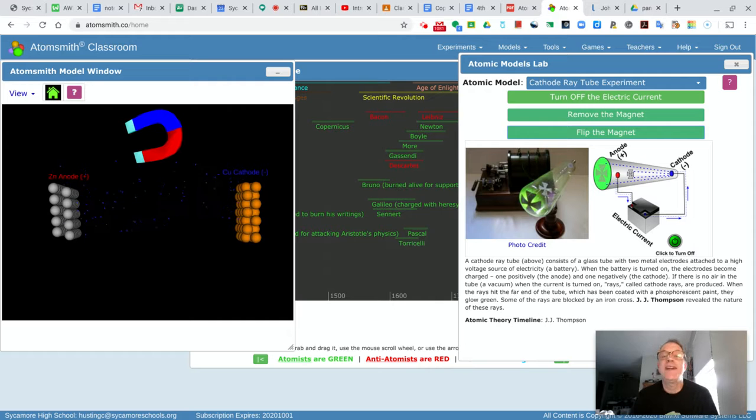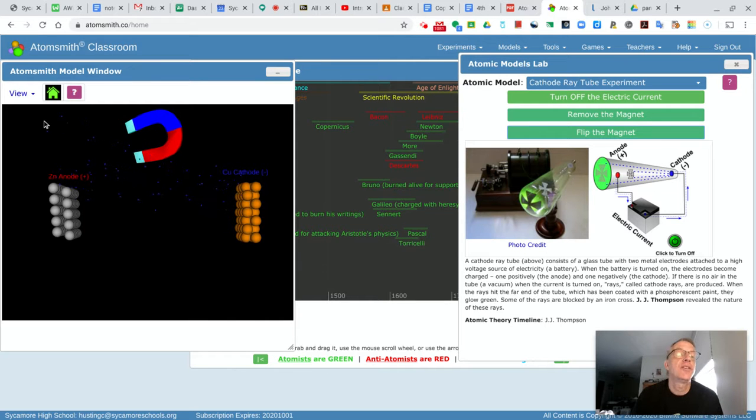No matter what gas was used, you had the same tiny little particles doing the same thing. So he said these must be true for any atom. He came up with the first idea of subatomic particles, that there's something true for all atoms. And what he found there were these little pieces called electrons.